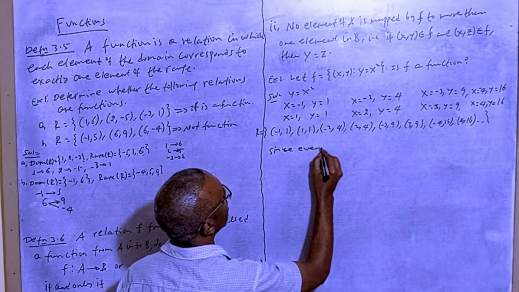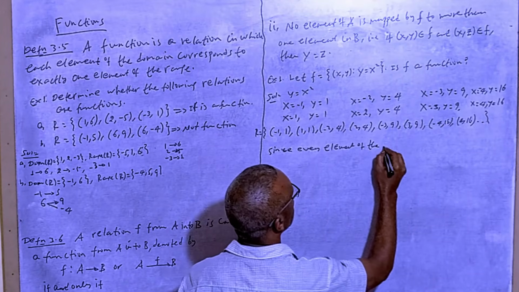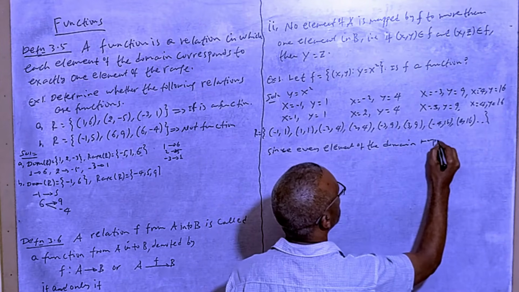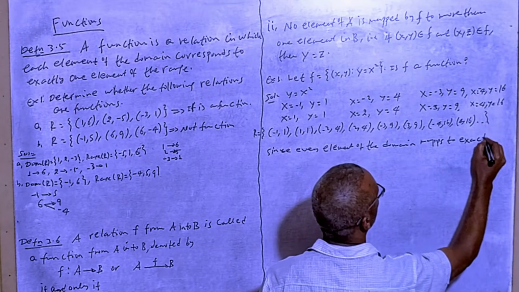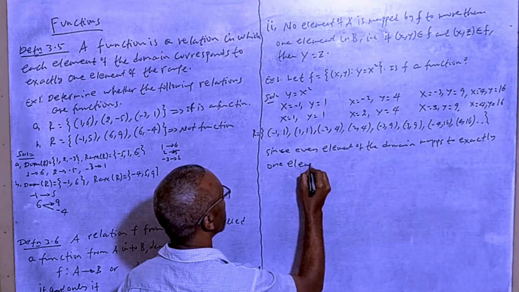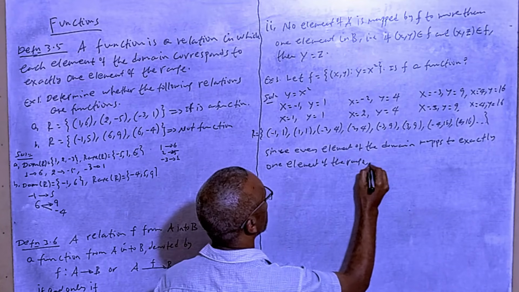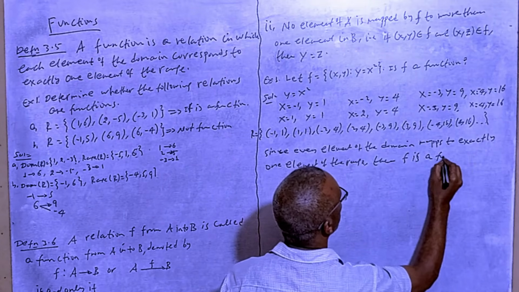Since every element of the domain maps to exactly one element of the range, then f is a function.